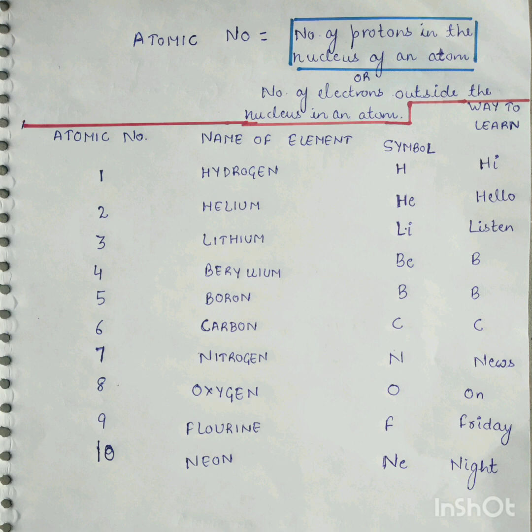The first 10 elements are hydrogen, helium, lithium, beryllium, boron, carbon, nitrogen, oxygen, fluorine, and neon. And how can you learn these elements? I am giving you a very simple trick to learn the first 10 elements. You just need to learn one sentence: Hi, hello, listen. BBC News on Friday night. The first letter of each word will help you to memorize the names of the elements.